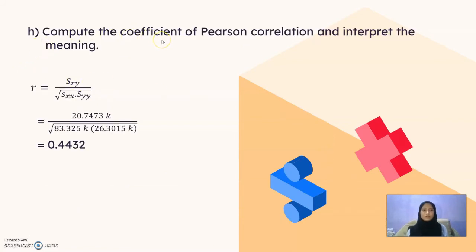So question H: compute the coefficient of percent correlation and interpret the meanings. So this is the formula. The answer for percent correlation is 0.4432.